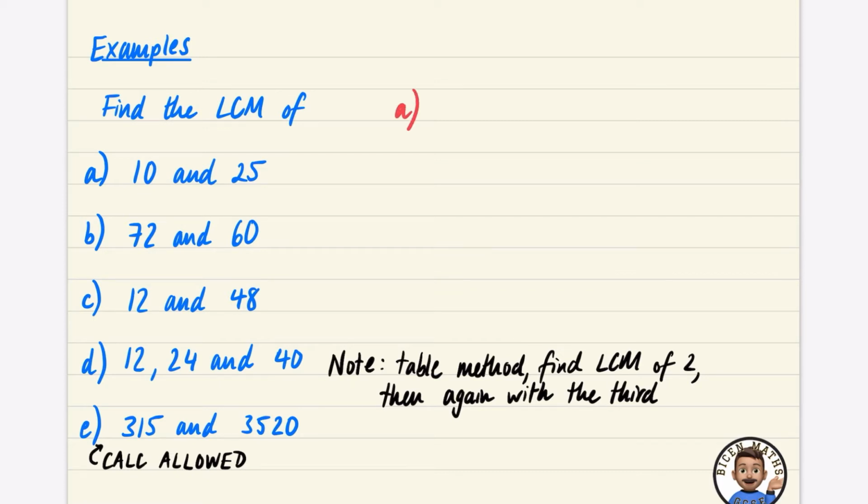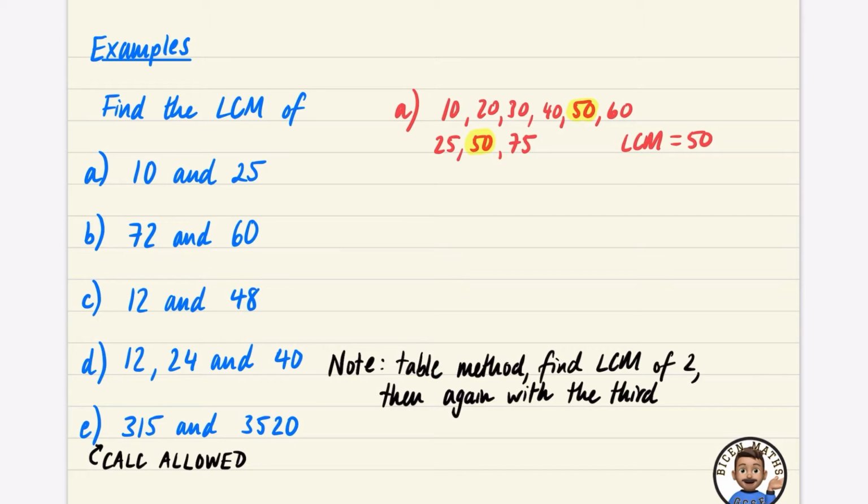So I'm going to start off with A, and I'm going to do the multiples of 10: 20, 30, 40, 50, 60, etc. I'll do the multiples of 25: 50, 75. Oh look, I've already found it. I've already found that the multiple that they have in common is 50, meaning that the lowest common multiple is 50. Okay, let's have a look at B.